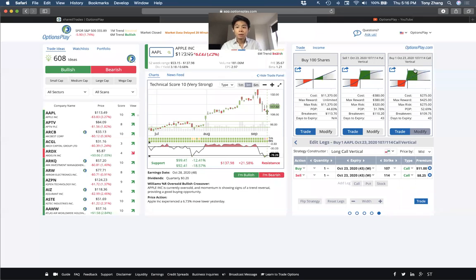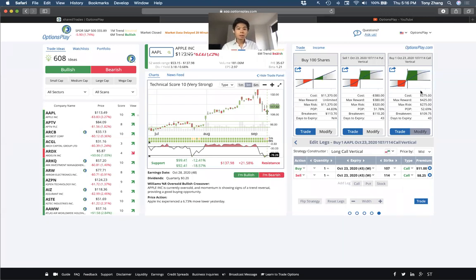The reason that I don't advocate that you sell the 114 call option here, the at the money call option, is because now you have a call option that's in the money, and you're increasing your assignment risk on that short call.